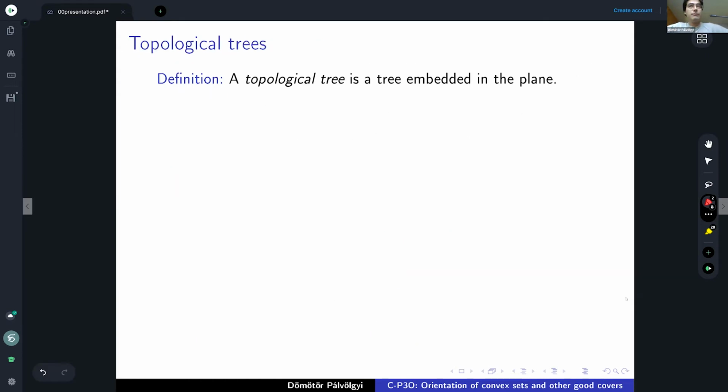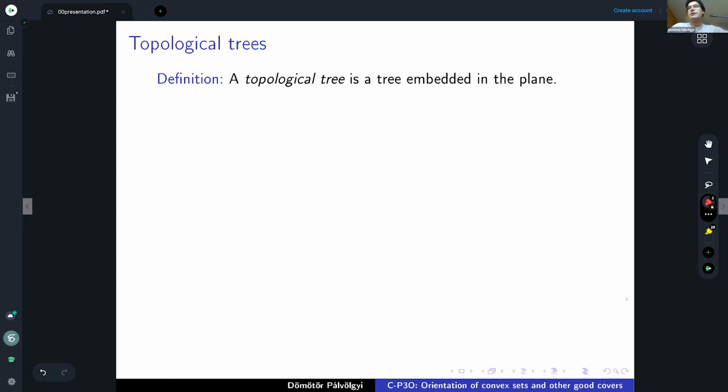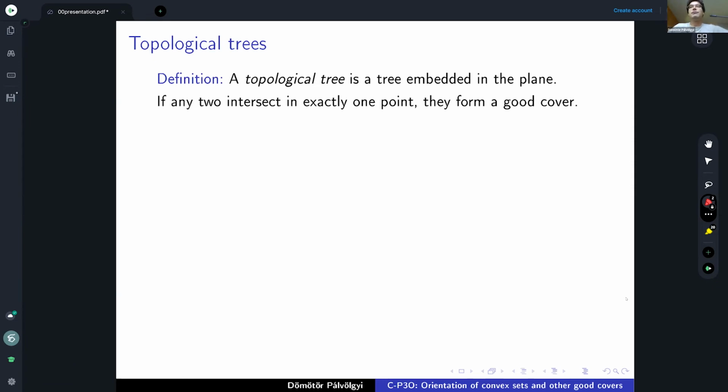And I want to define these topological trees that showed up in this diagram. A topological tree is just a tree in the graph theoretic sense that is embedded in the plane. And if any two intersect in exactly one point, then they will form a good cover, right? If you have two trees that intersect, well, I can draw here instead of showing with my fingers. Let's say this is A, and I could do another color somehow, but doesn't matter. Let's say this is B. If they intersect in 2 points, then A intersection B is not contractible. Okay, so this would be bad. But if any two trees intersect in exactly 1 point, then since 1 point is always contractible, you get a good cover.